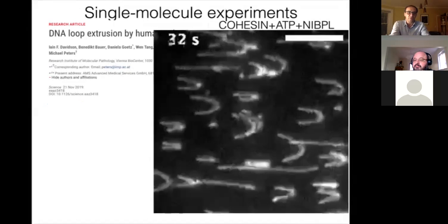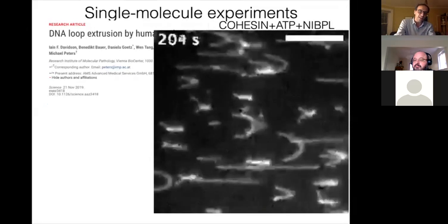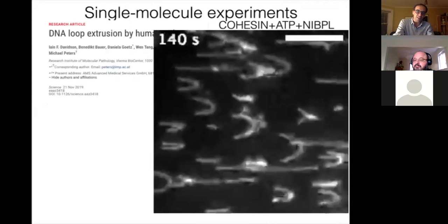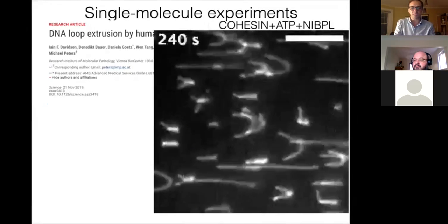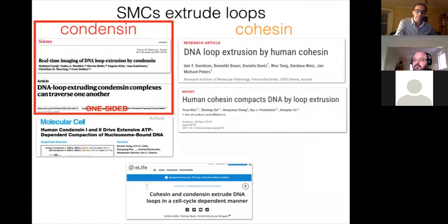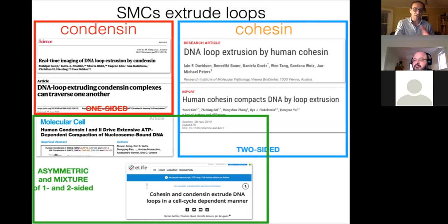It came out in late 2019, basically exactly a year from now. It was really exciting to see this paper, this study. And since then, there were basically 6 studies that found loop extrusion in single molecule experiments. 2 observed one-sided extrusion, 2 observed two-sided, and then there was a mixture of one-sided and two-sided. So it looks like the theory is now strongly supported by single molecule experiments and by experiments on cells and animals.